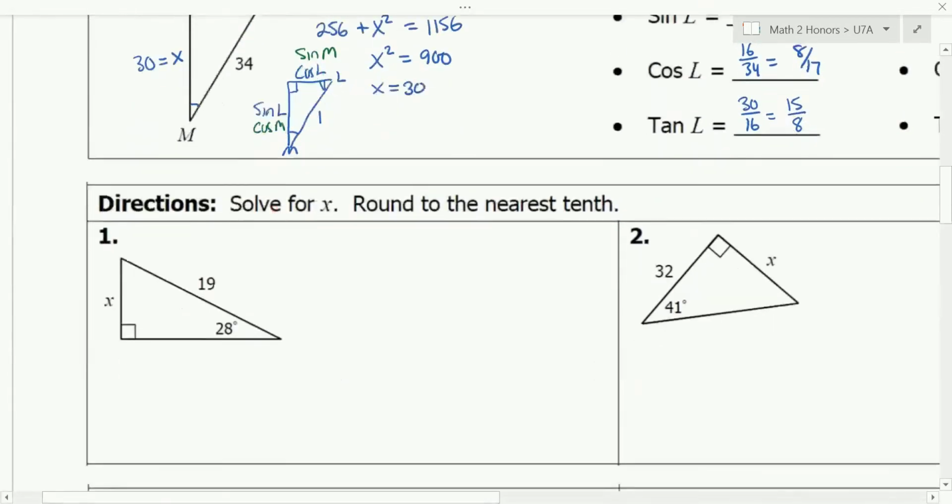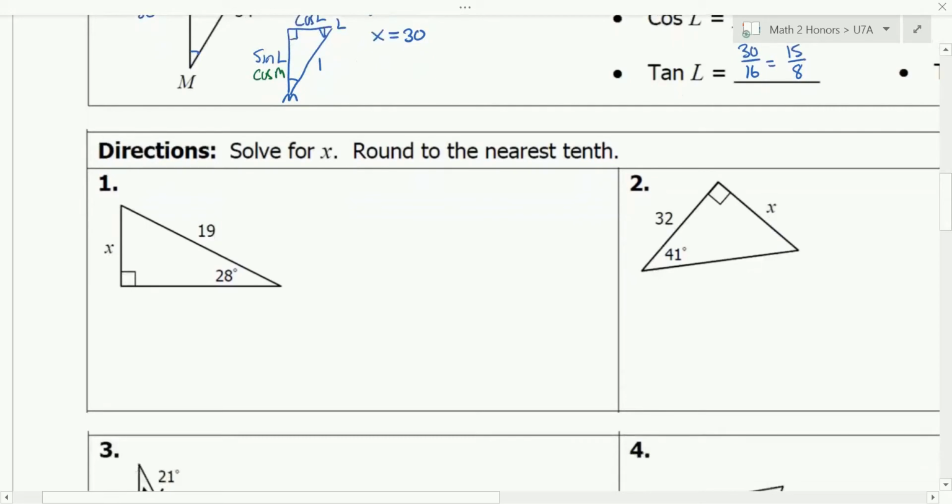Let's take a look at number 1 on the next part. Okay. Here we have a right triangle. Hypotenuse is 19. We have an angle at 28 degrees. We want to find the side length across from that angle. And you could use sine, cosine, tangent, the trig functions, to help you do this. So when you have this, draw a smaller version of this triangle with a hypotenuse of 1. Match the angle. And then label where sine and cosine would be.